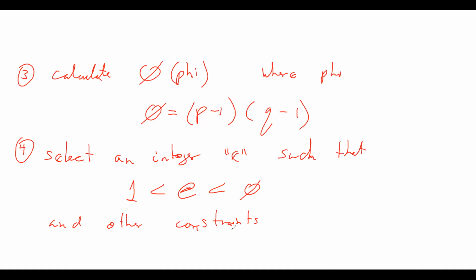It's an idea of it being co-prime, but we will come back to that later. This E is sometimes called the encryption exponent. And in fact, it'll make up the public key. So it'll be part of what is going to become the public key.